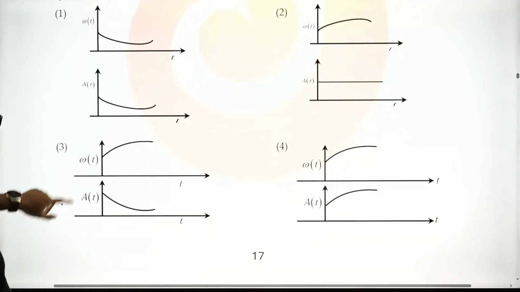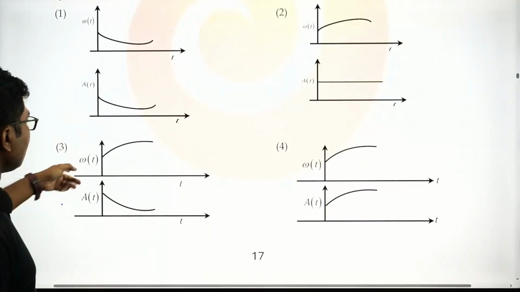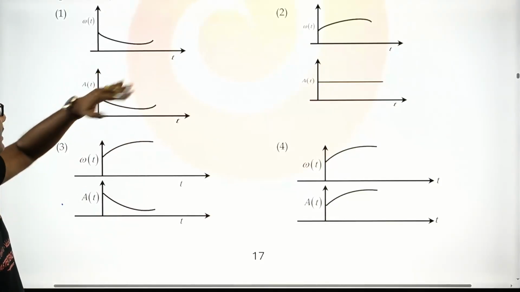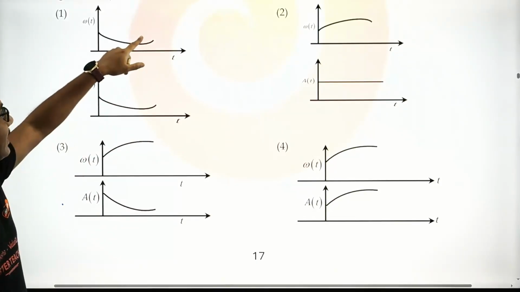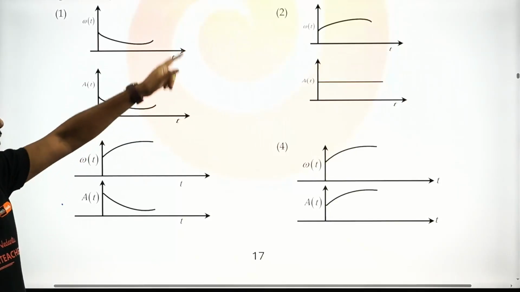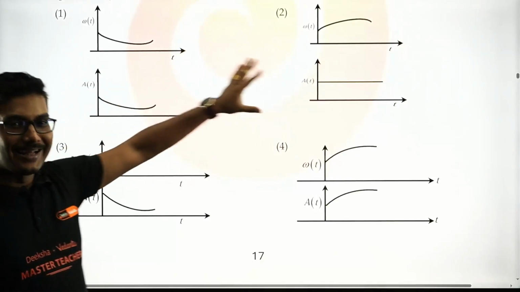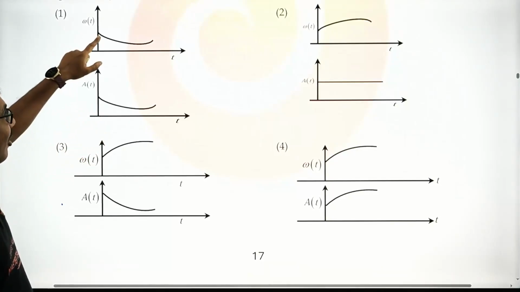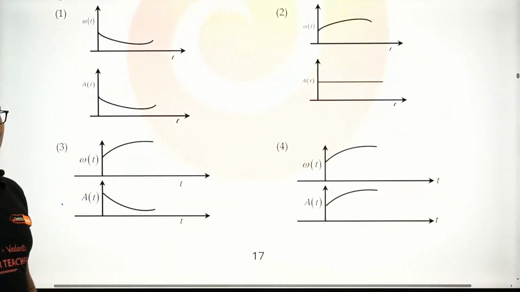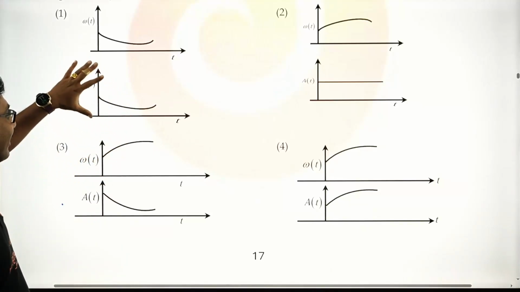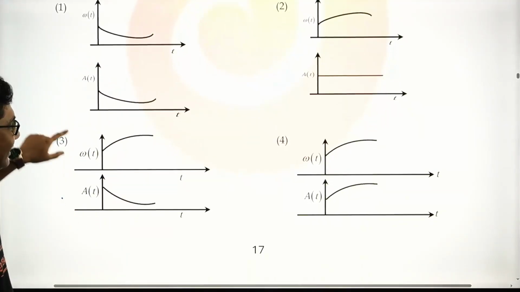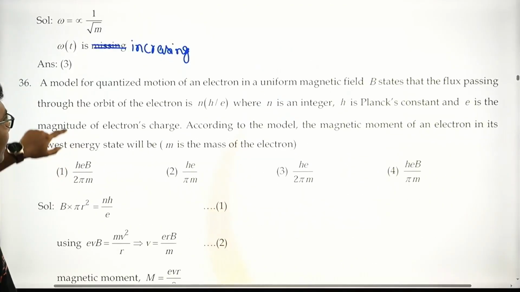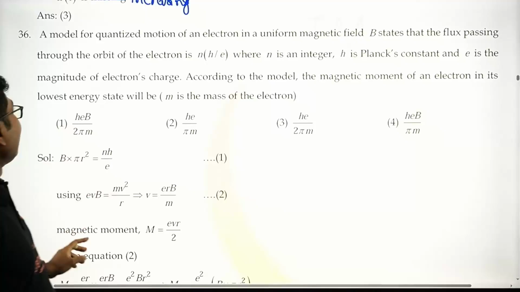You can guess the answer as well, because three of the options have increasing omega and only one of them has decreasing omega. When there is a decreasing omega, A is also decreasing. So you take whatever has the highest possible probability, that is omega is increasing, and among the rest, pick the other option. This is just a tukka strategy anyway. Now let's do question number 36.